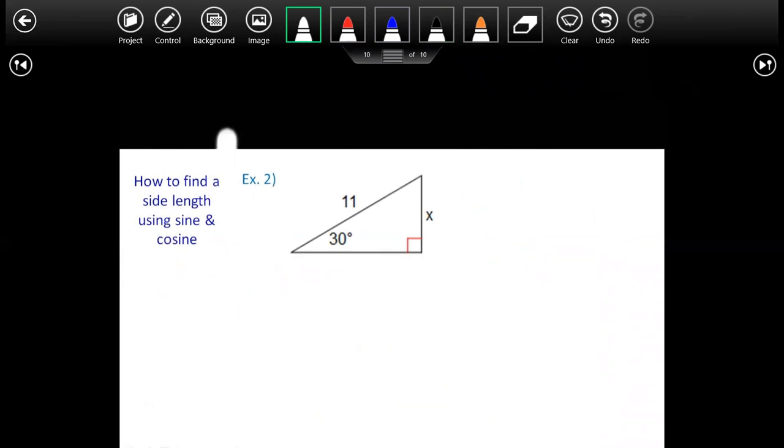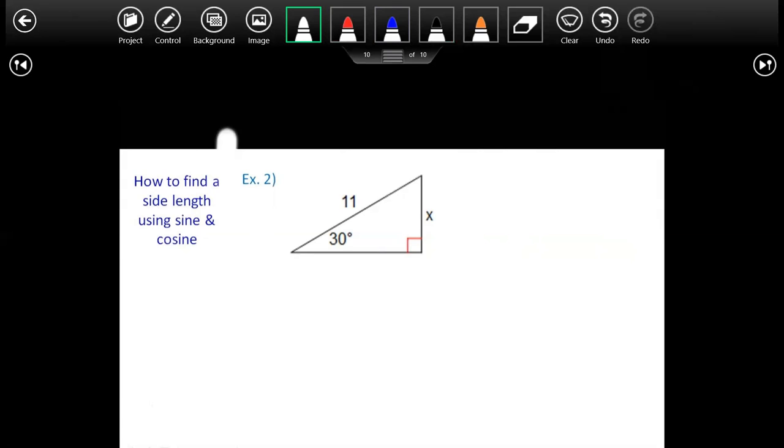So it's find the side length using sine and cosine. We've done tangent, so we're okay with tangent. We're just going to introduce sine and cosine. If you have your calculator right now or your cell phone, please pull that out. We'll be using that. Make sure it's in degrees. And we'll be solving this out. So again, follow the same steps. The same steps never change. The only thing that does is which ratio we choose to use.